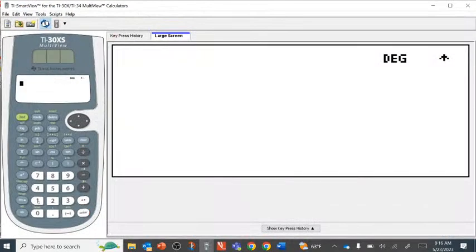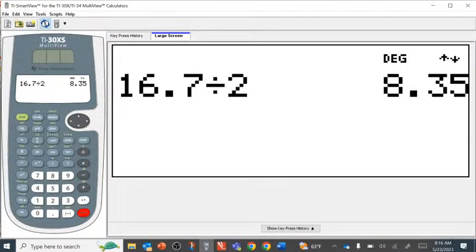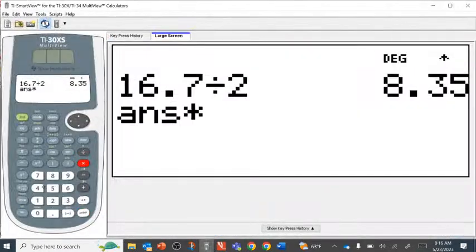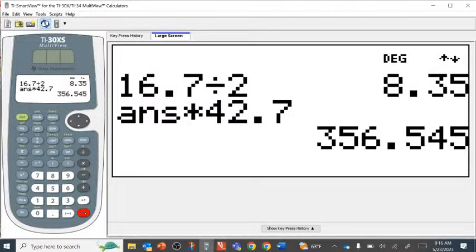Perfect. So we're going to do a 16.7 divided by 2. Do you remember what we do with that number to find the volume of the can? By the height, yeah. So 42.7, so that number times 42.7. But I'm not done. What else do I need to do? No, you've got the right idea though.